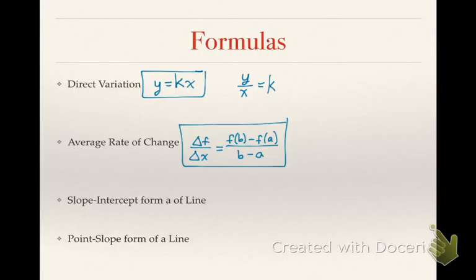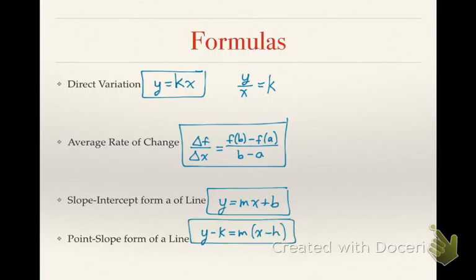And there are a couple forms of lines that we looked at. Slope-intercept form is the most common one, y equals mx plus b. And point-slope form we saw in geometry and also this year. That's where we have y minus k equals m parentheses x minus h. Now note, with the point-slope form, you might see it written as y minus y1 is equal to m times x minus x1. They're both perfectly fine.